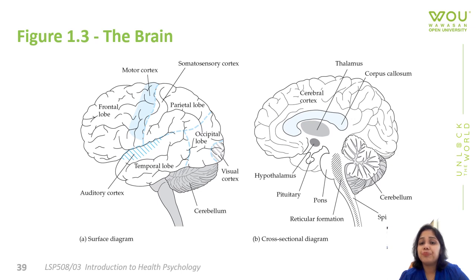And other parts, the thalamus and the hypothalamus. The hypothalamus is usually involved in the regulation of temperature, thirst, and hunger. Of course, we've got the pons, which is for the sleep-wake cycle. And the corpus callosum, which is basically like a bridge between the left and the right hemispheres of the brain.